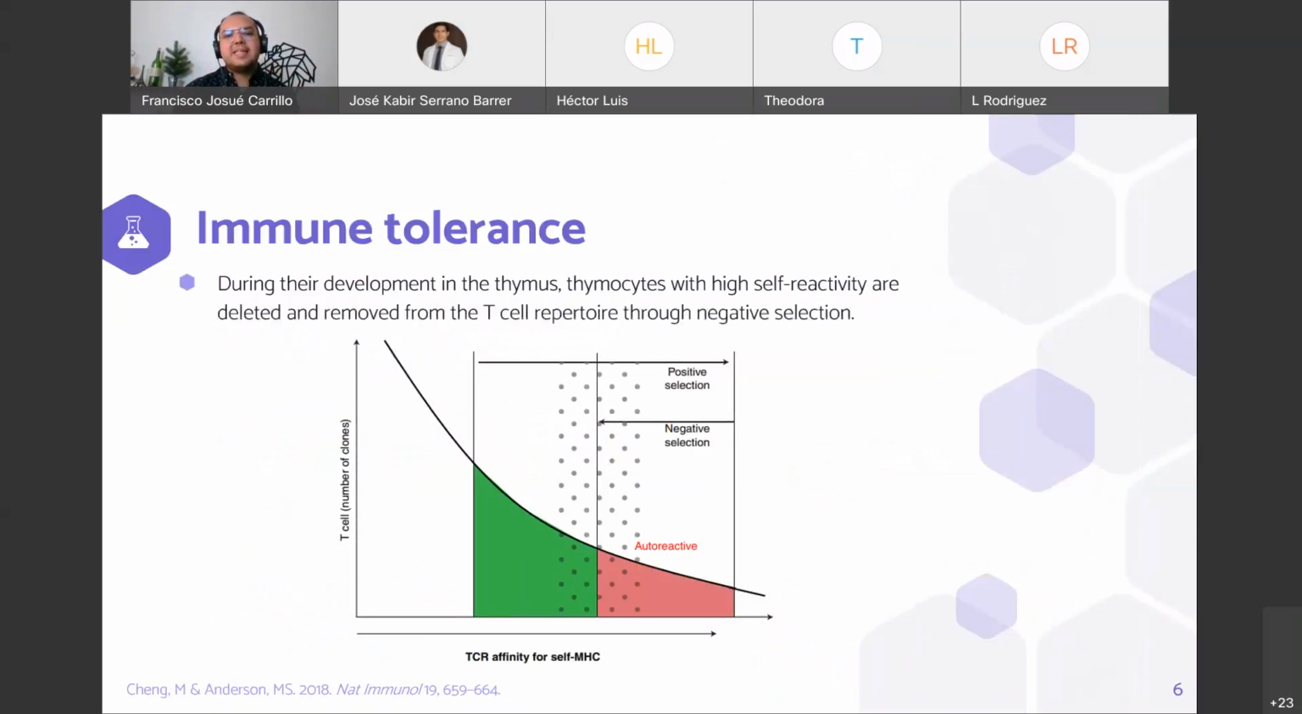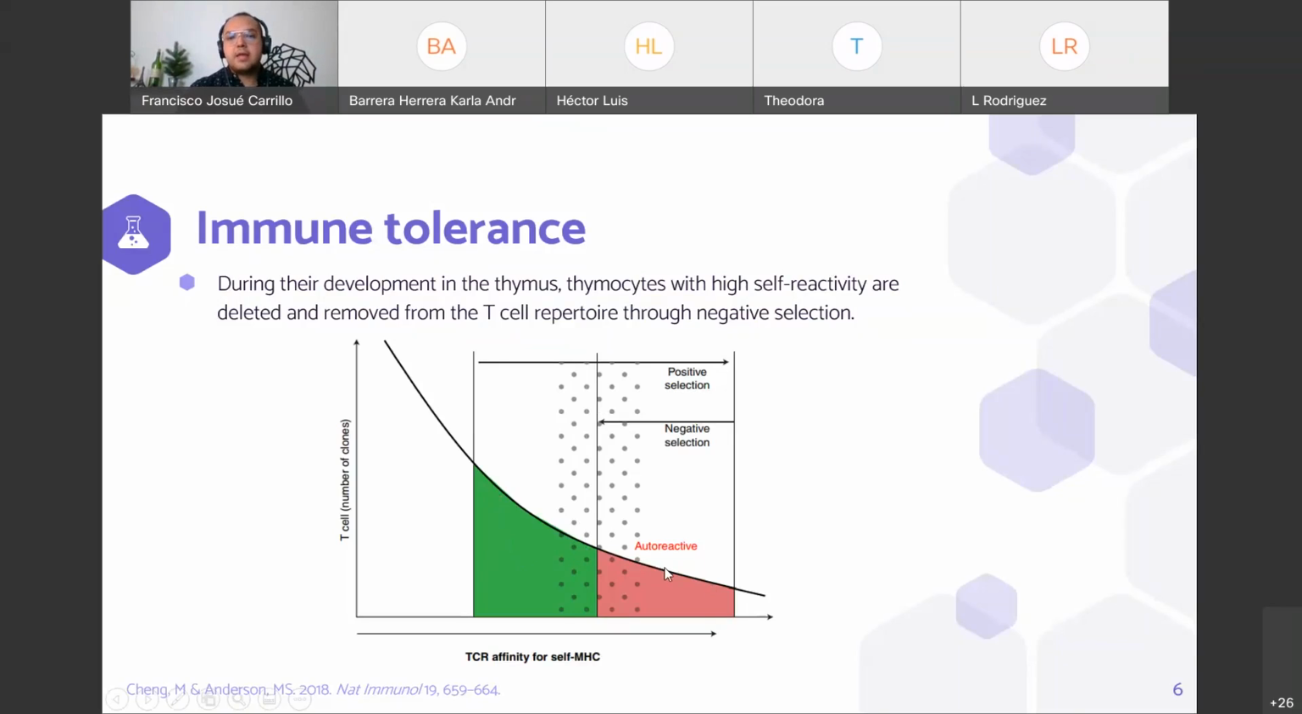As you may see in this graphic, especially during their development in the thymus, these thymocytes or T cells with high self-reactivity are deleted and removed from the T cell repertoire. These cells experience apoptosis, and as you may see, this specific group of T cell clones are the ones that are going to continue to their positive selection.